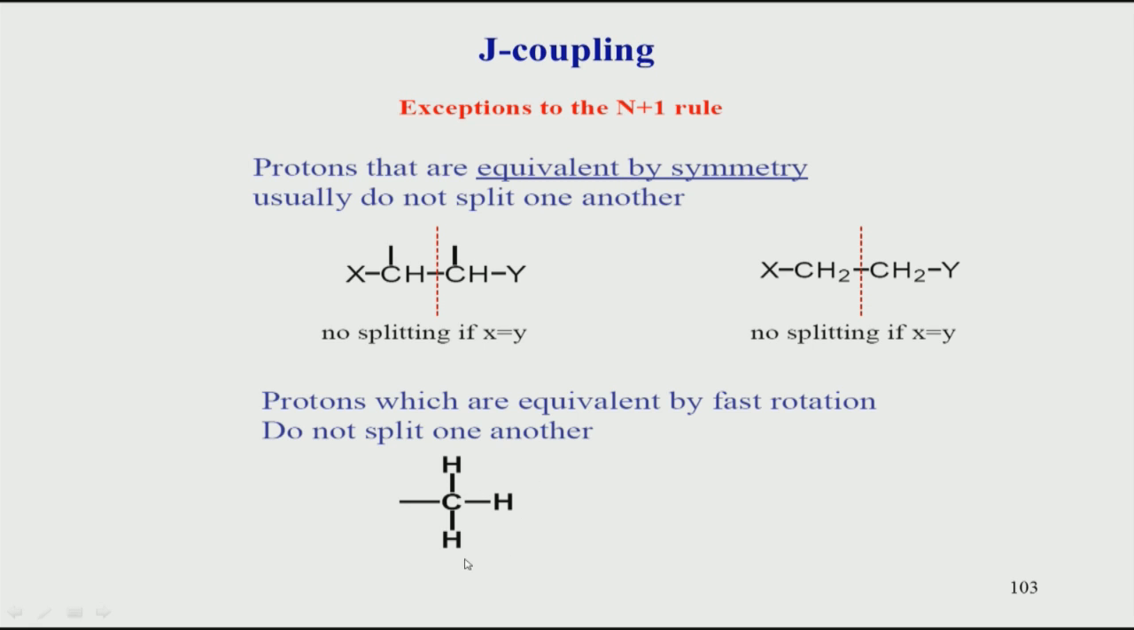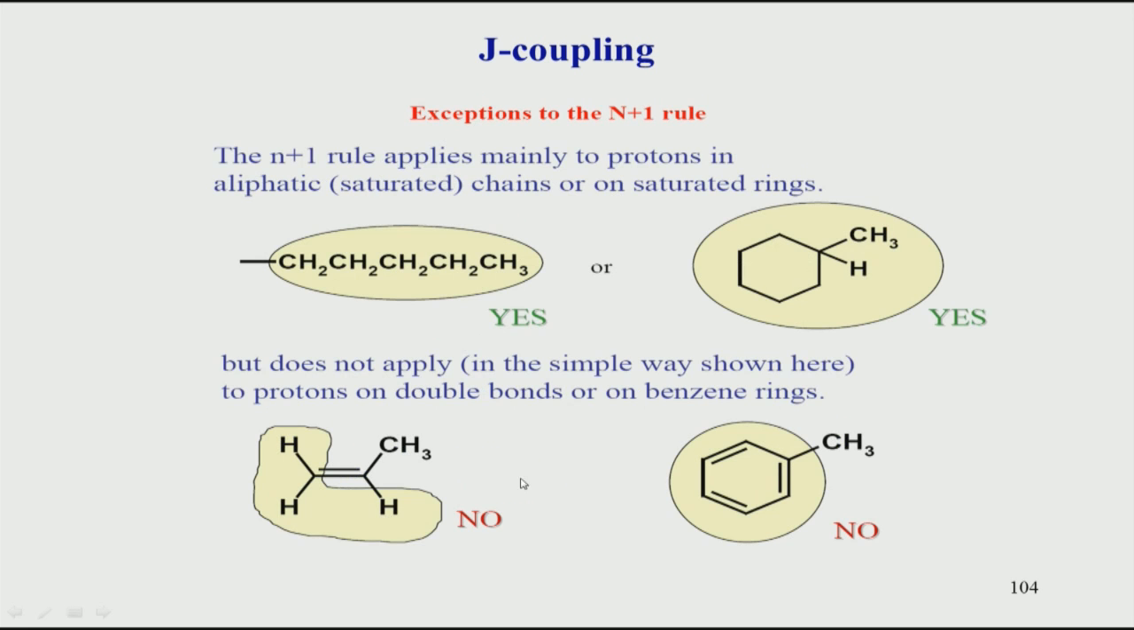So, the methyl group will always come as a single entity, but if it is coupled to another hydrogen here, then this hydrogen will be split because of the 3 into a quartet. This is what we saw in the last class, but if you look at these 3 together, they do not split each other individually within this methyl group. So, methyl group protons are equivalent. There are different exceptions to this n+1 rule.